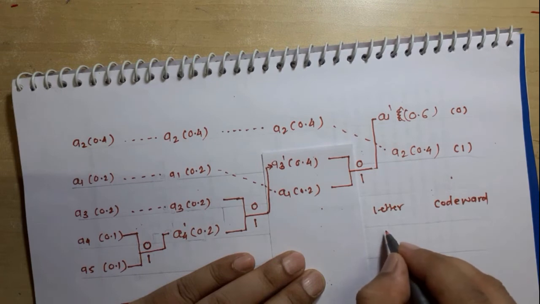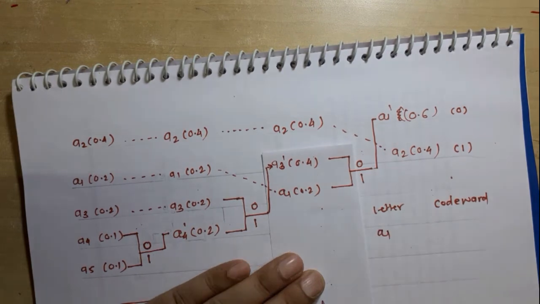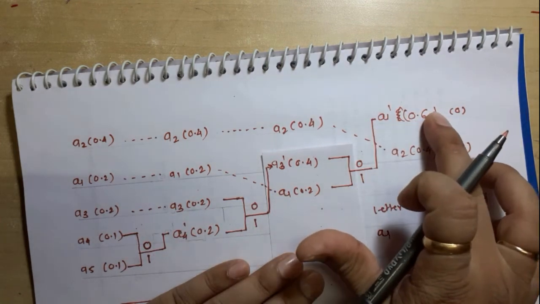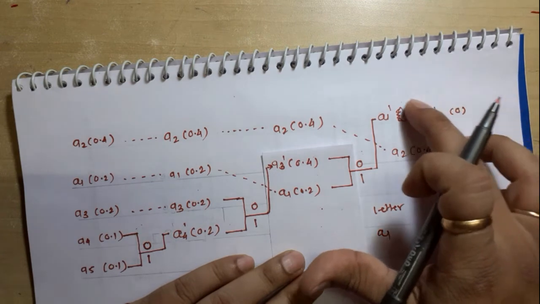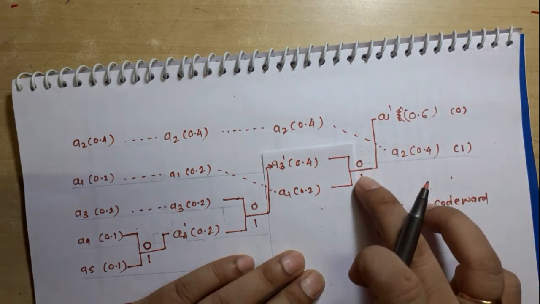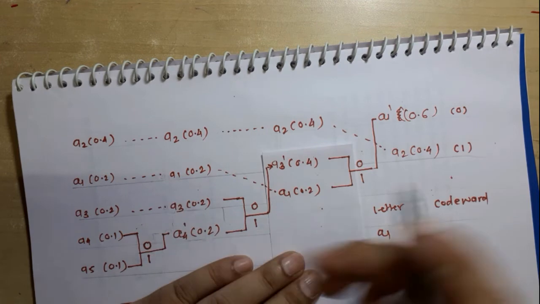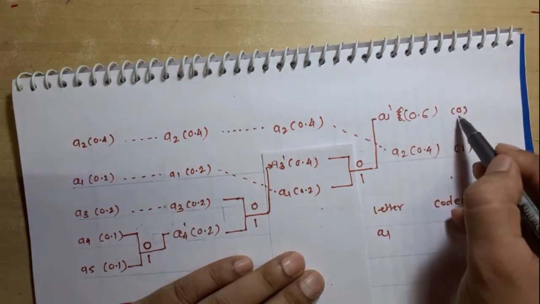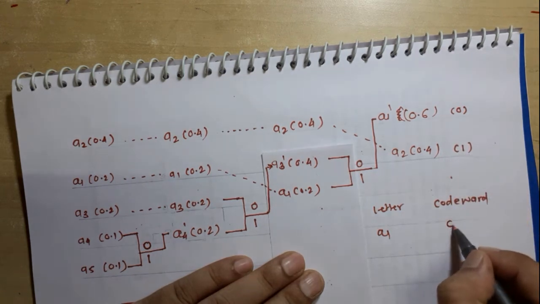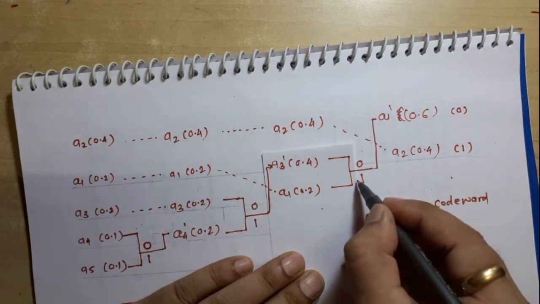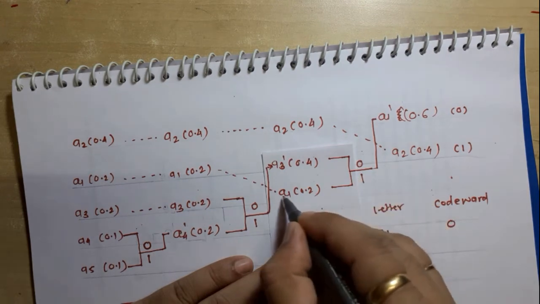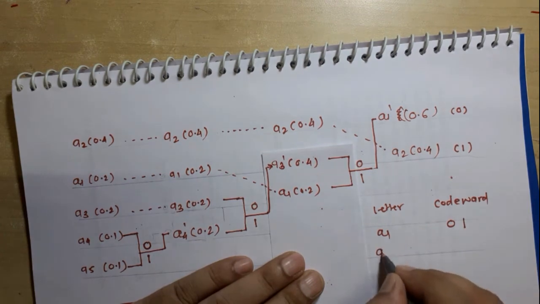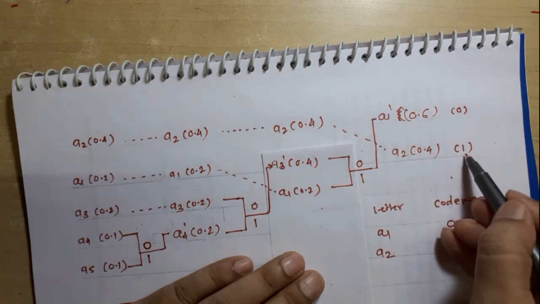Suppose we start with A1. A1 is this one, so how does it travel? First it is 0, so we write 0, then 1, as the branches go like this, and then it reaches the end. So A1 is 0, 1. Now we go to A2. A2 is 1.